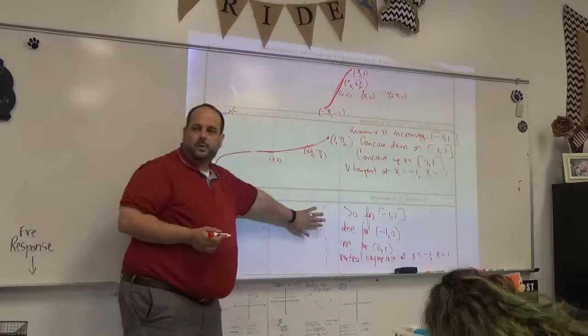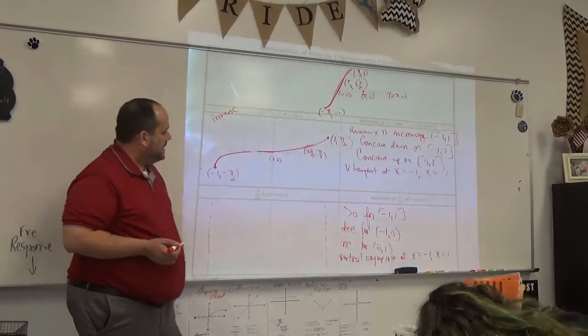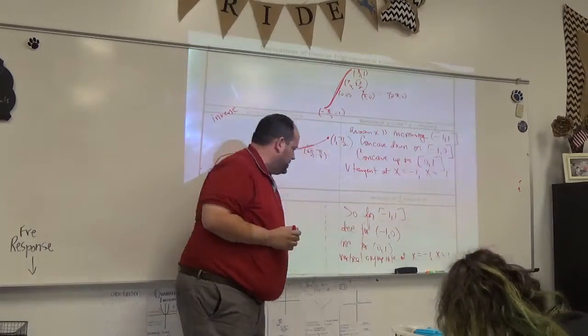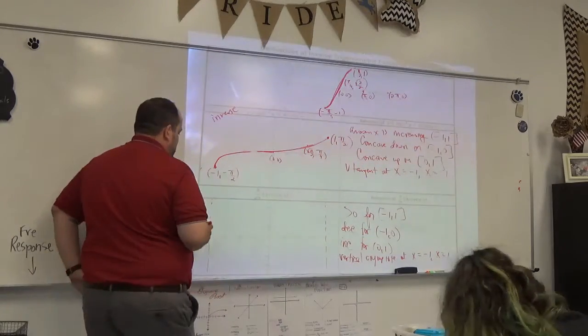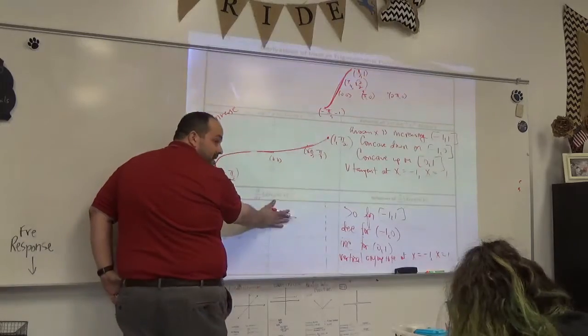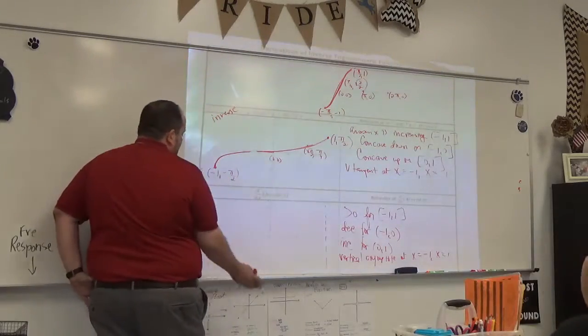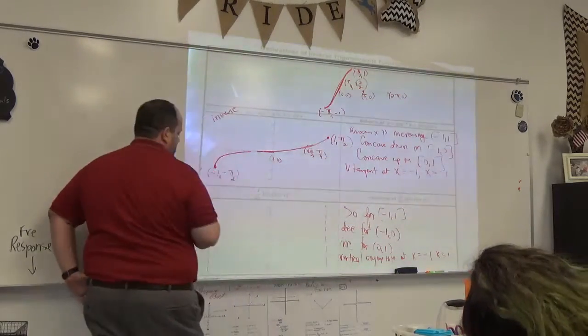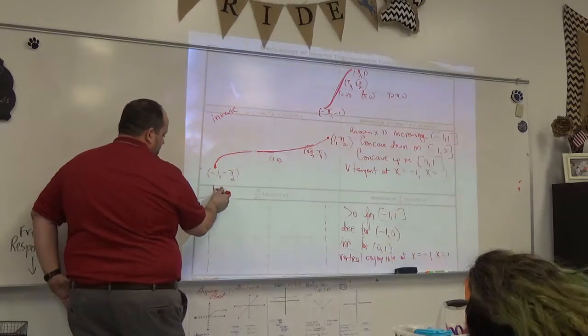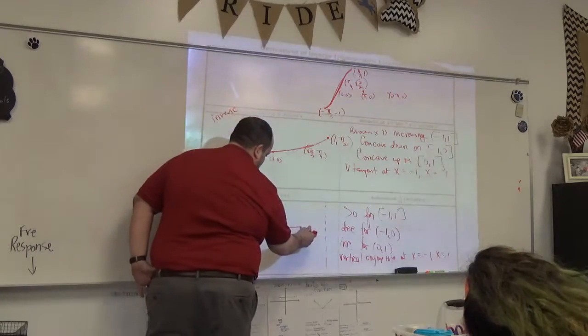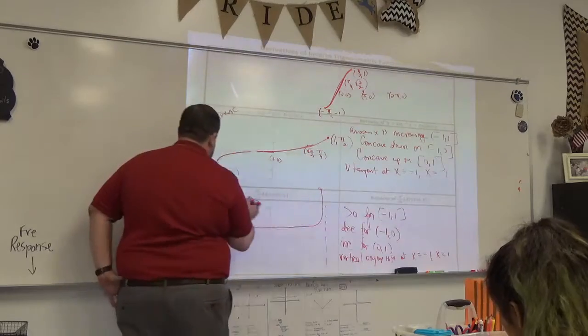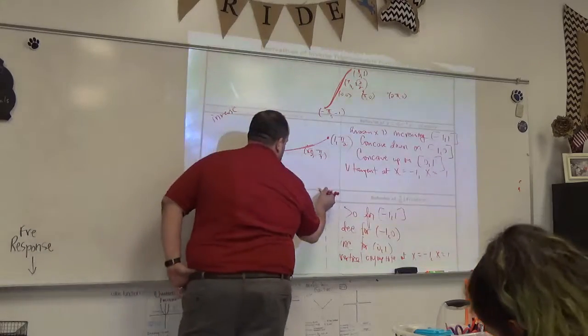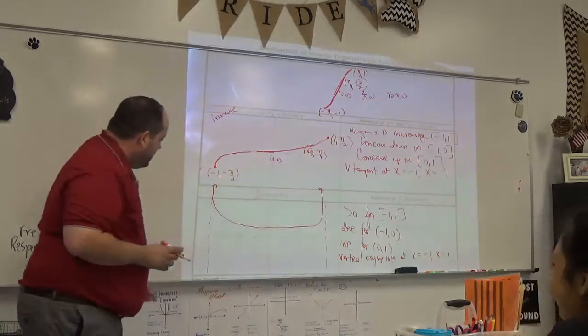Always positive, so always above the x-axis. Decreasing from negative 1 to 0. Increasing from 0 to 1. I have to be above the x-axis. I have to obey the rules of my vertical asymptotes. The graph's going to have to look something like that. It looks like me because it's wide and flat.